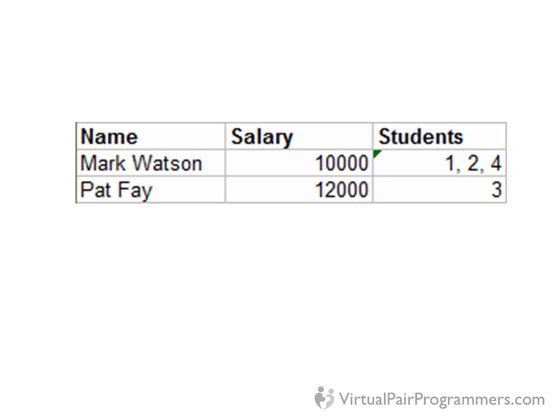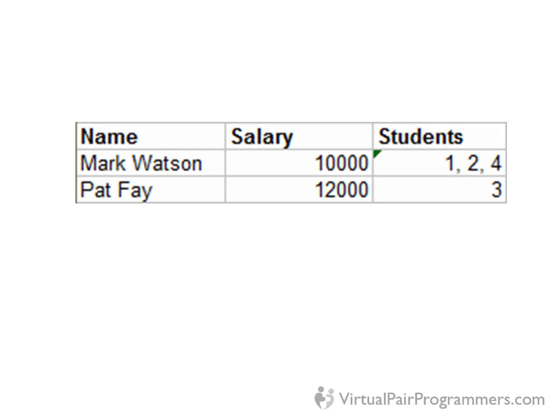We can't yet capture the information that says that a student has a particular supervisor. So here's our tutor table. And one possibility is that for any particular tutor, such as Mark Watson, we could list all of the IDs of the students that they teach in some kind of a, I don't know, comma-separated list. So we know from this that Mark Watson looks after the students of ID 1, 2, and 4, whereas Pat Fay looks after the single student with ID 3.